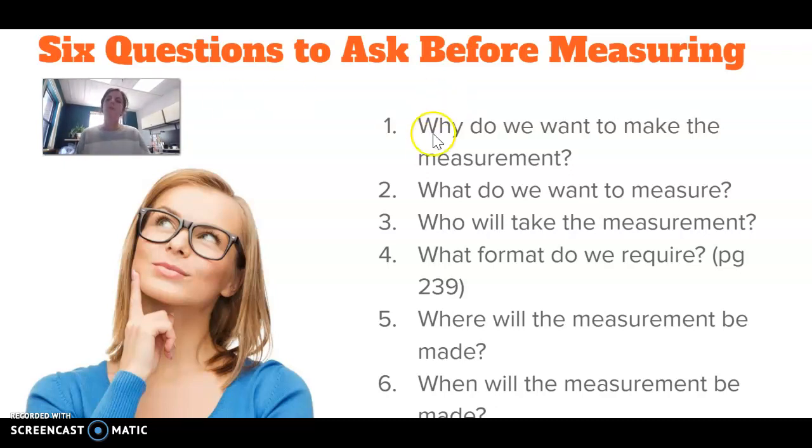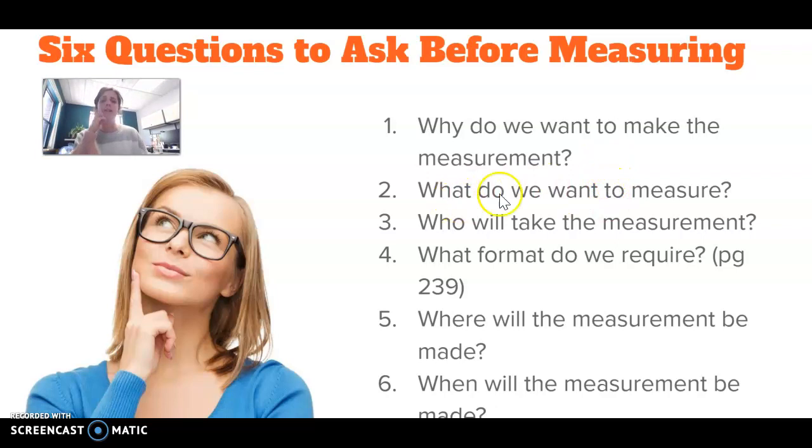So we're going to go through the who, what, where, why, when, and how in a little bit different order. But these are the concepts, questions you're going to want to ask before you start measuring data. Why do we want to make a measurement? Go back to your research question. What are you trying to answer? Are you trying to explore? Are you trying to explain? Are you just trying to gather information? Let your research question direct how you want to measure.